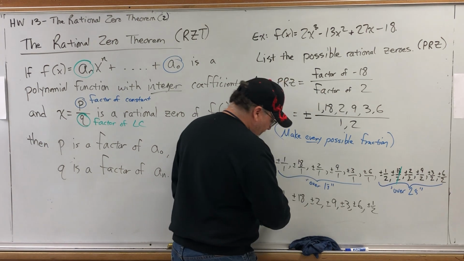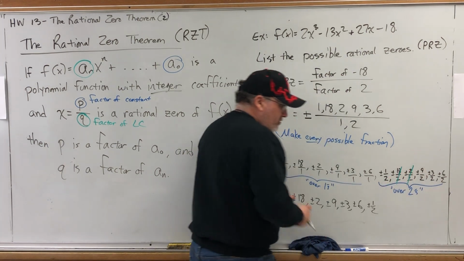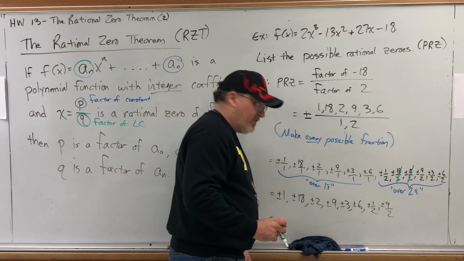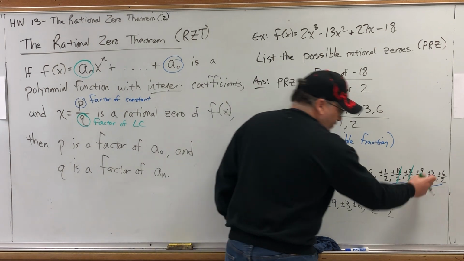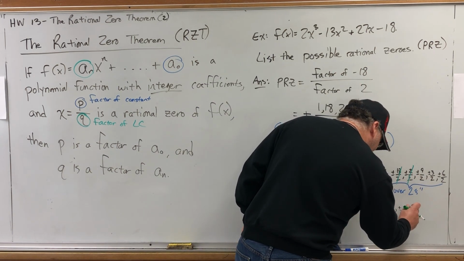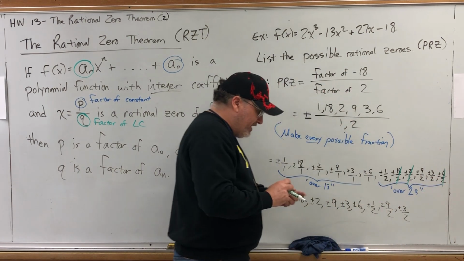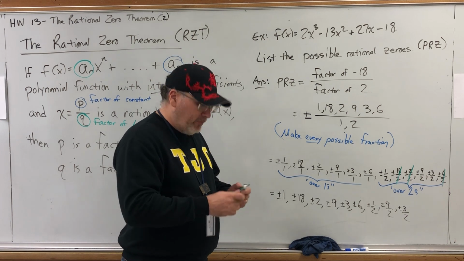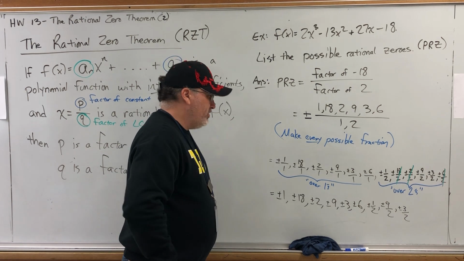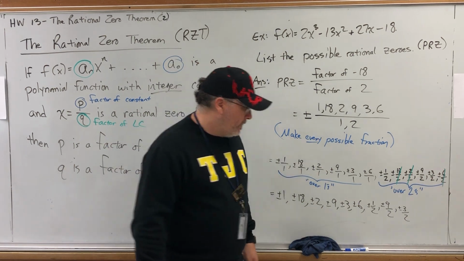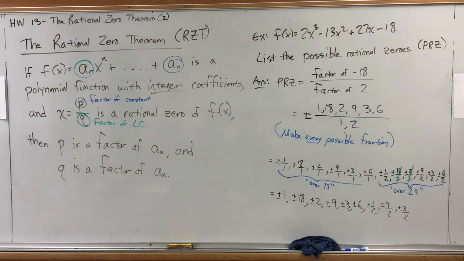2 over 2 reduces to 1, that's already listed. 9 over 2, that won't reduce, so it's my next fraction. Plus or minus 3 over 2, that won't reduce, so it's next on my list. But plus or minus 6 over 2 does reduce, so it's gone. So that's another thing you can do to save some time. When you're making your list of possible rational zeros, for your over 1s, don't actually write the over 1 part, just write the numerator. But for every other fraction, before you write it down, ask yourself, will this reduce? Because if it will, don't write it, it's represented elsewhere.